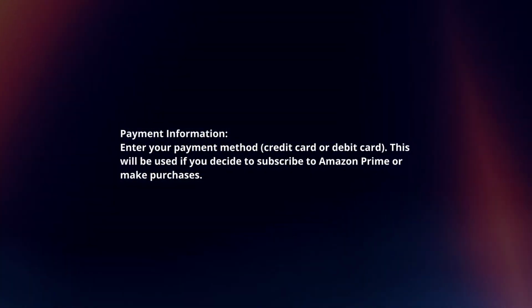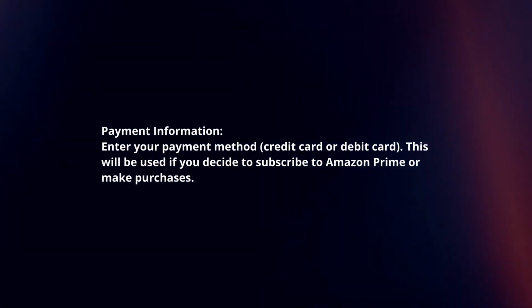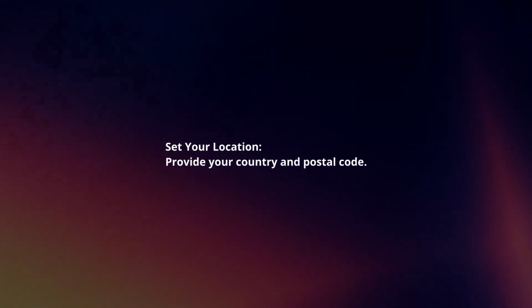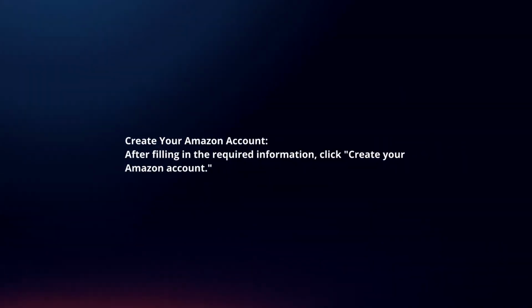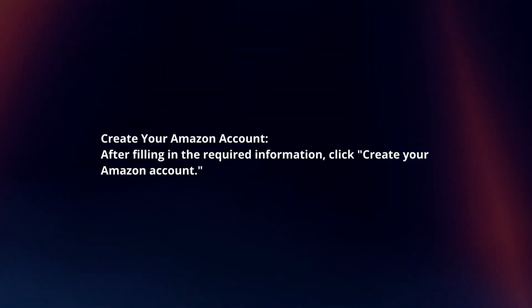Payment information. Enter your payment method. This will be used if you decide to subscribe to Amazon Prime or make purchases. Set your location. Provide your country and postal code. Create your Amazon account. After filling in the required information, click Create your Amazon account.